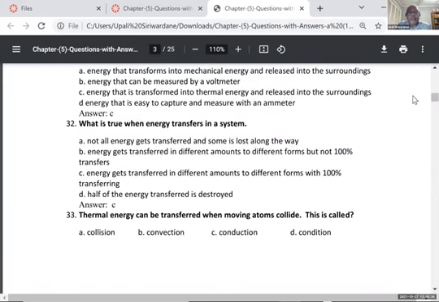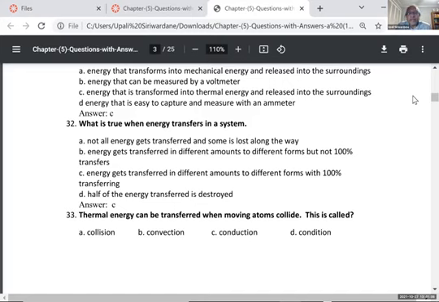What is true when energy is transferred in a system? Not all energy gets transferred and some energy is lost. That's not true. They convert it to other energy. Energy gets transferred in different amounts, in different forms, but not 100% transfer. That's not true.